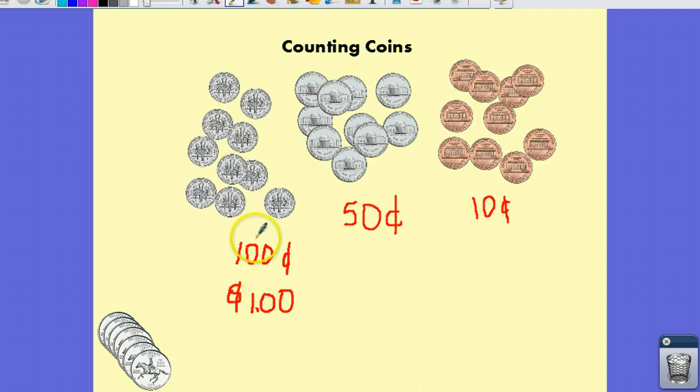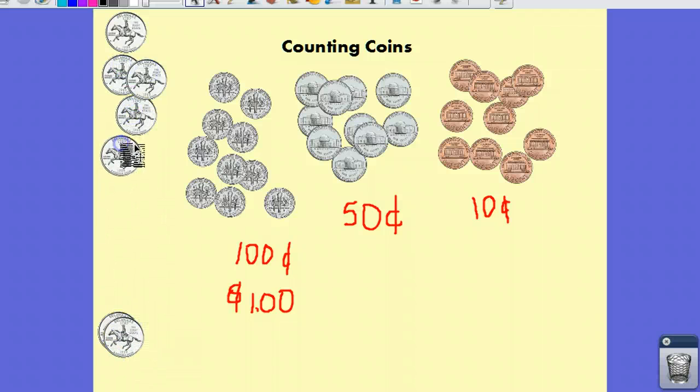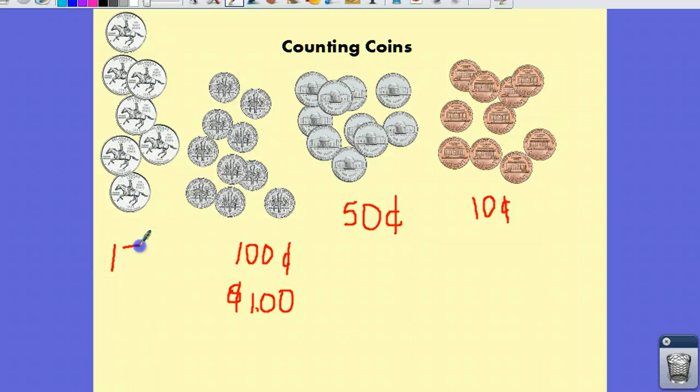Let's count our quarters. Quarters are a little tricky because we have to count by 25s. Here we go. 25, 50, 75, 100, 125, 150, 175. So in quarters we have 175 cents, or we could call that $1.75.